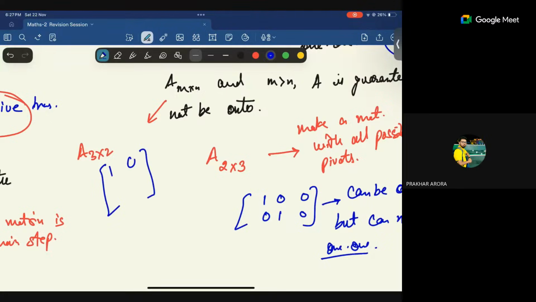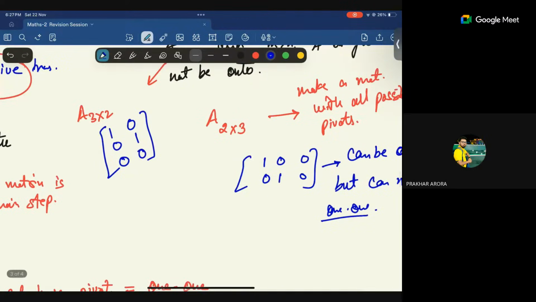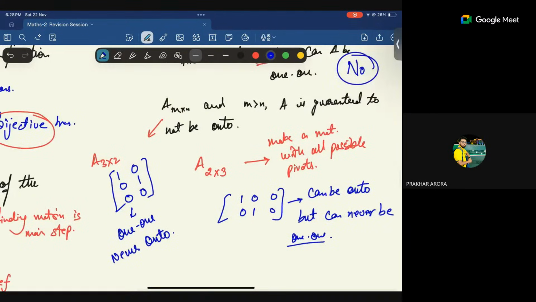So what is the best possible matrix here with pivots? This. Now what can this be? This is onto, no, sorry, this is 1-1, but never onto. So the question is, A is guaranteed to not be onto. Yes, such a matrix can never be onto.